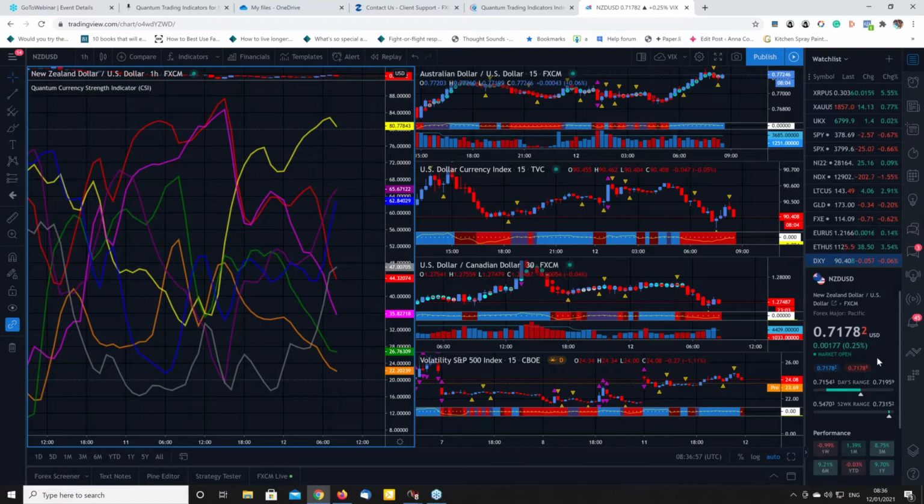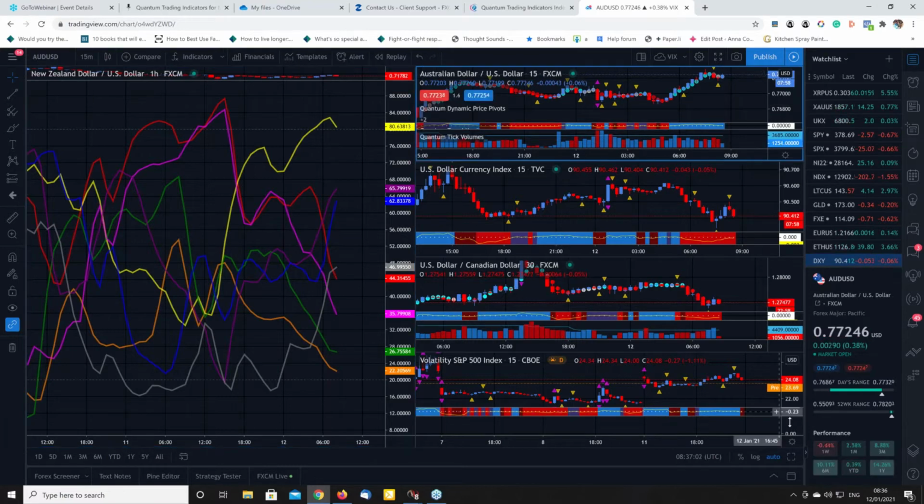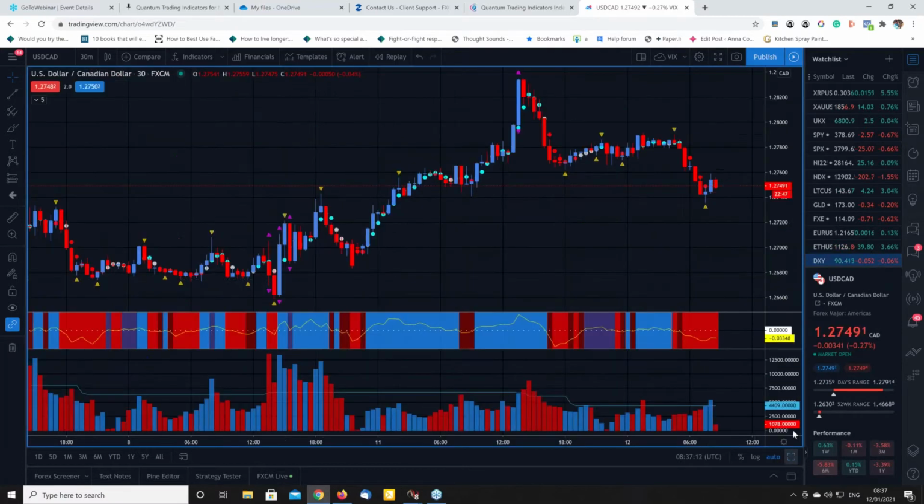Yesterday, for example, I had 3 trades on here. I had the Aussie dollar, the dollar CAD, and the New Zealand dollar. I was long New Zealand dollar and Aussie dollar, and I was short dollar CAD. I'll pop the dollar CAD open, probably the easiest one to look at. Here we are. It was around about this sort of time.